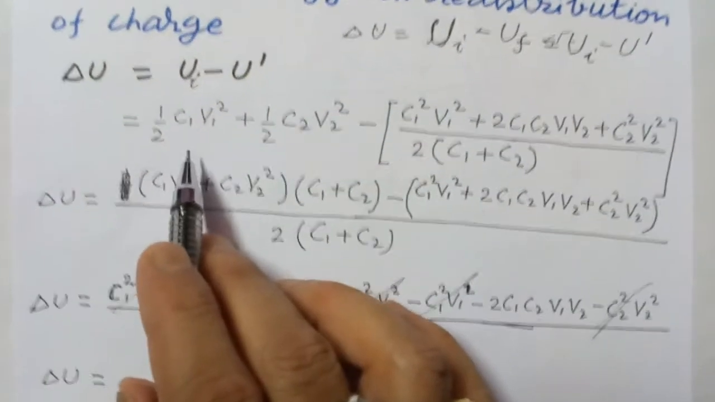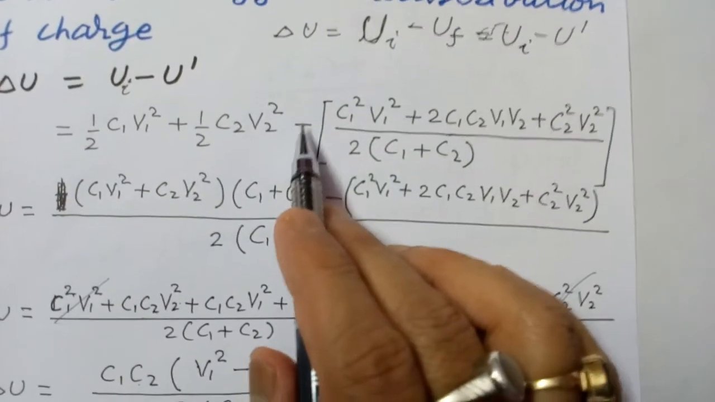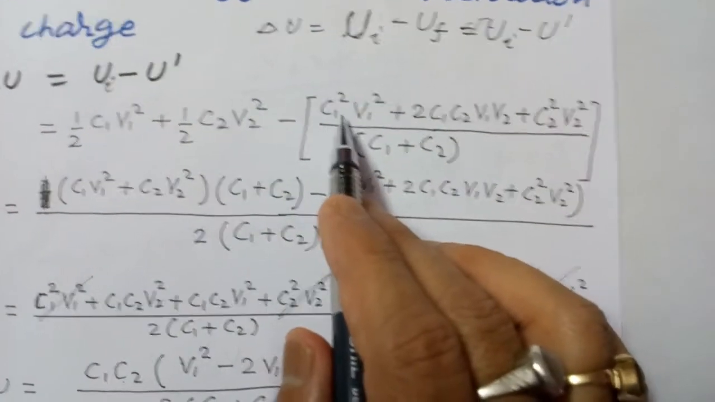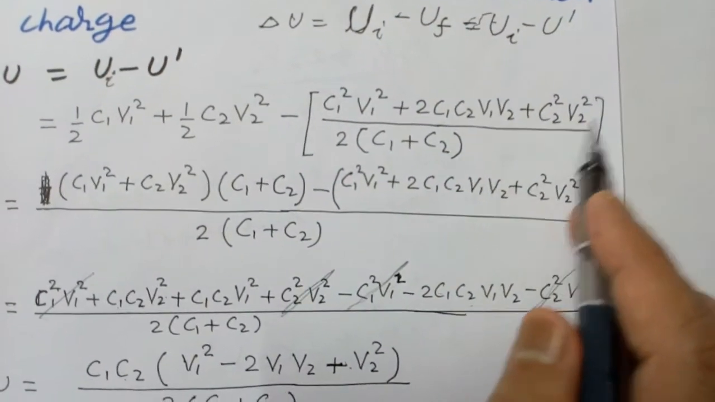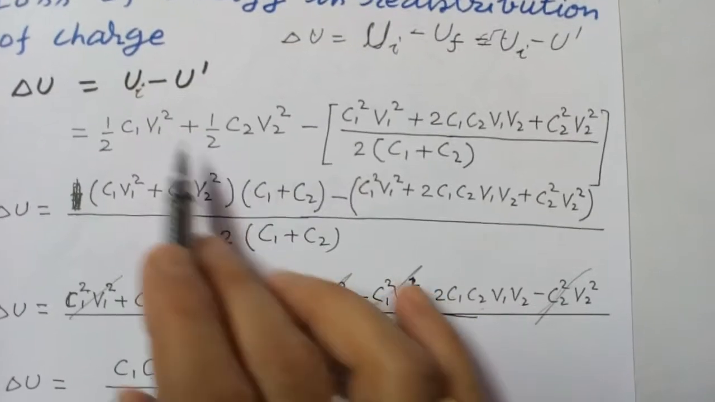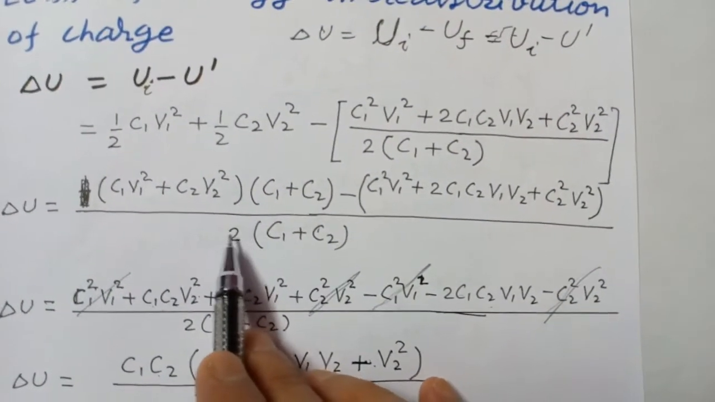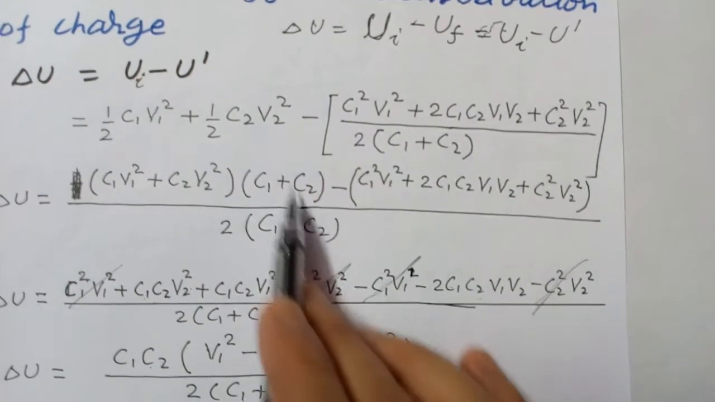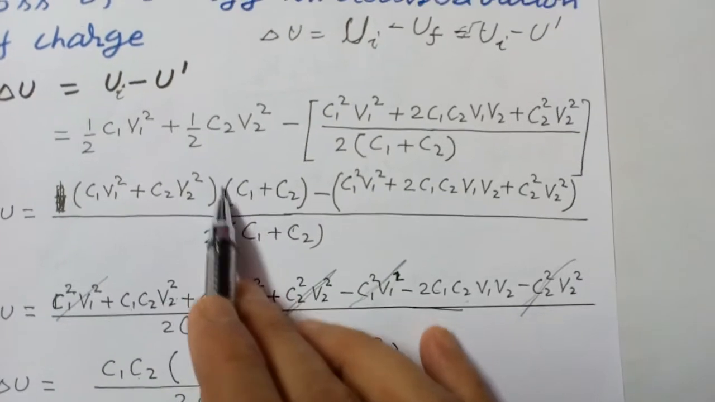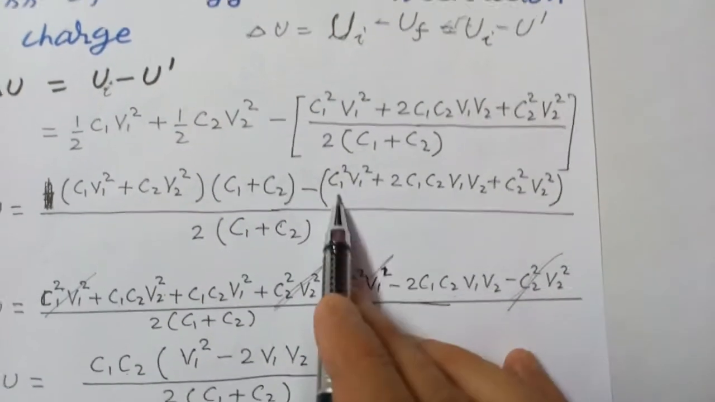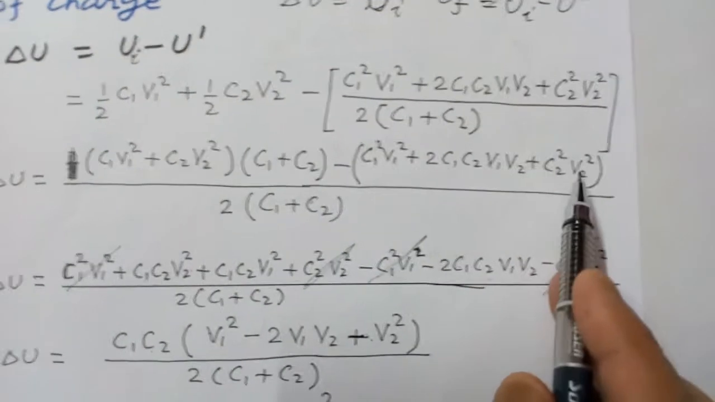So U initial is half C1 V1 square plus half C2 V2 square, minus U dash, which is in bracket C1 square V1 square plus 2 C1 C2 V1 V2 plus C2 square V2 square. Now the LCM of this is 2 C1 plus C2. So in the denominator we have 2 C1 plus C2, and in the numerator C1 V1 square plus C2 V2 square into C1 plus C2 minus C1 square V1 square plus 2 C1 C2 V1 V2 plus C2 square V2 square.